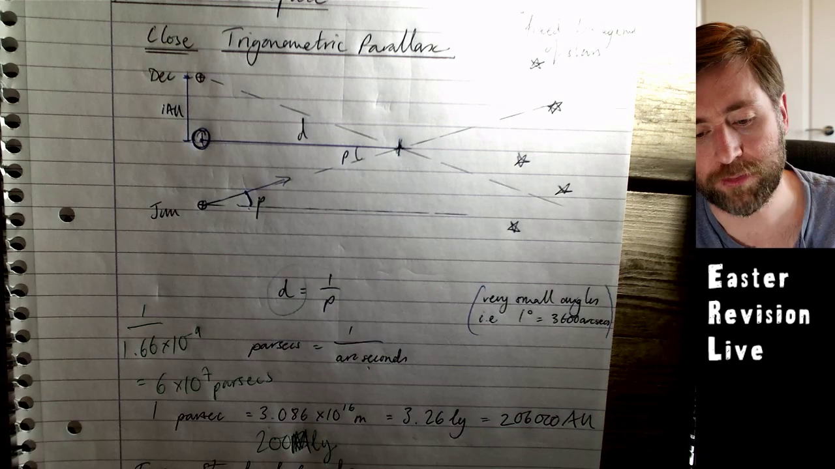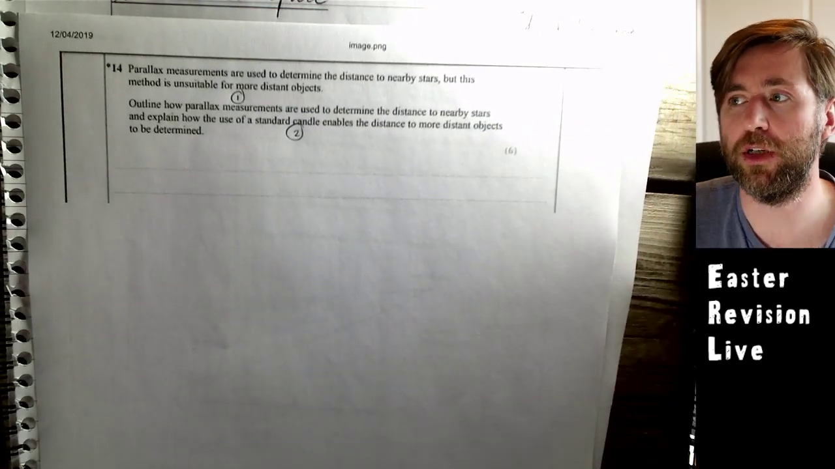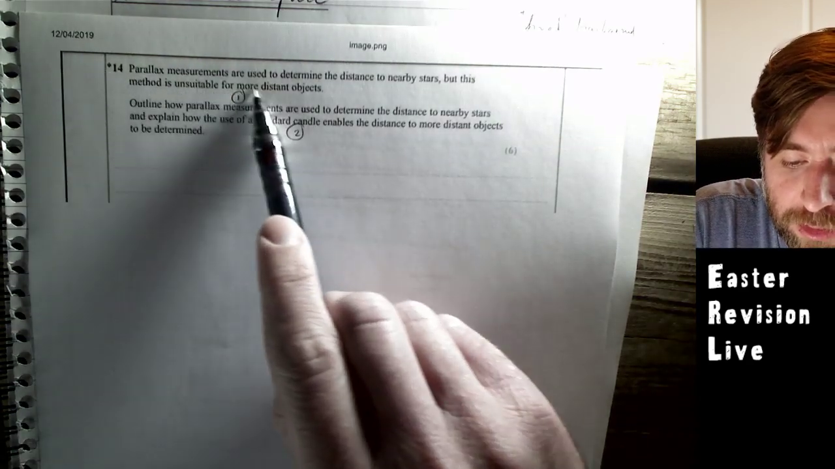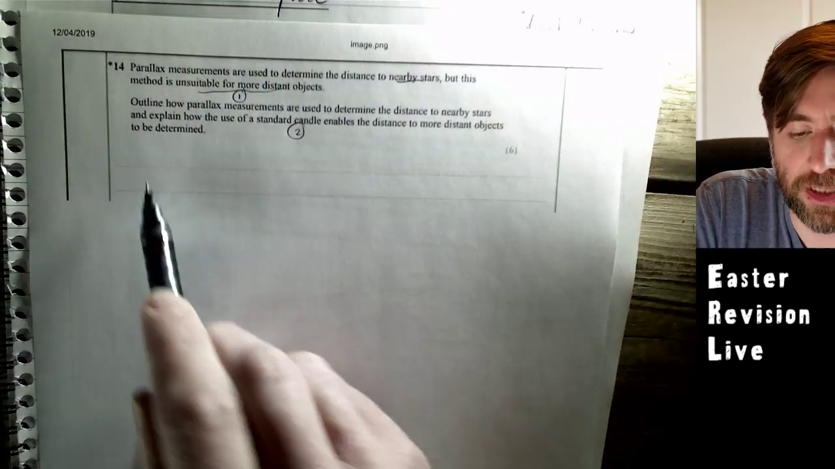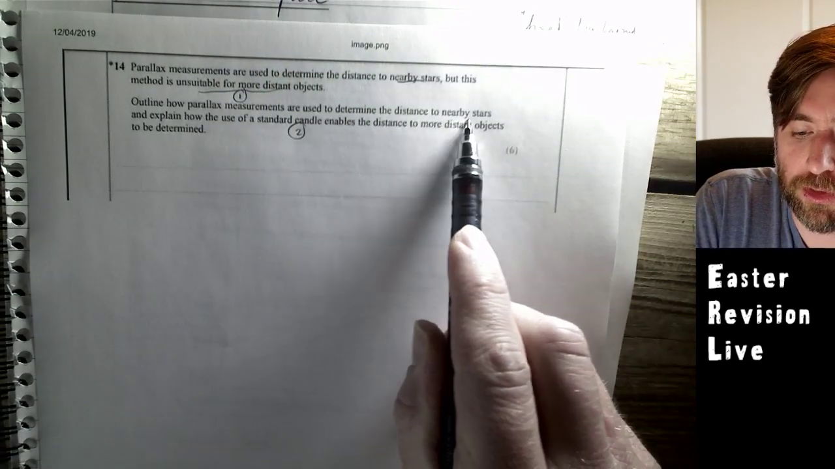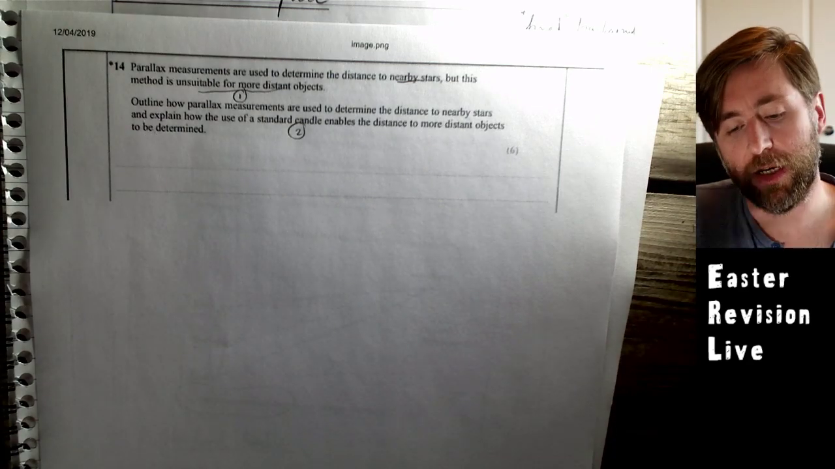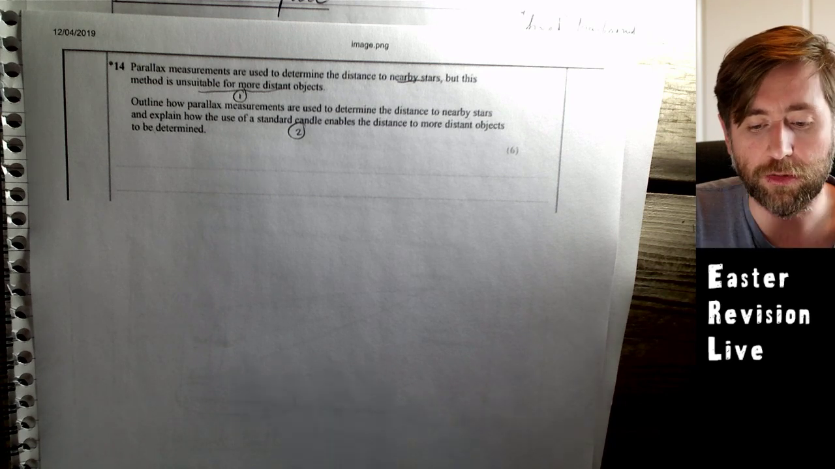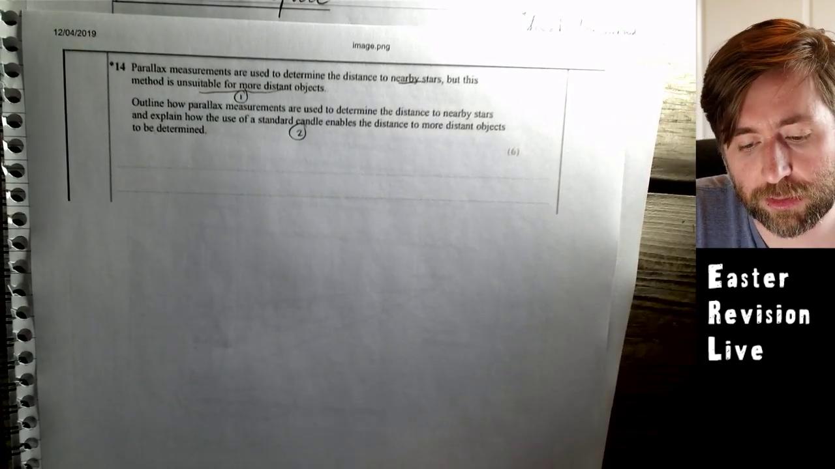Now, Lane asked me to look at this question here, which is a quality of written communication question, because it's got the asterisk on it. Parallax measurements are used to determine distance to nearby stars, but this is unsuitable for more distant objects. Outline how parallax measurements are used to determine distance to nearby stars. So you don't need to know that that's for nearby stars and that standard candles are for more distant ones, because you're told that in the question. But you do need to be able to put this into a logical 6-mark answer.